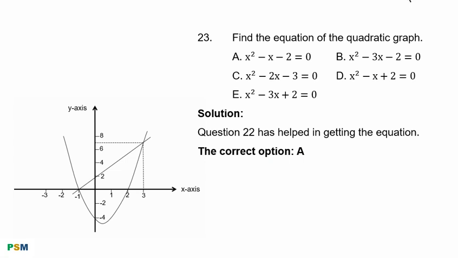Question 23. Find the equation of the quadratic graph. Solution. Question 22 has helped in getting the equation. S squared minus s minus 2 equal to 0. The correct option is A.